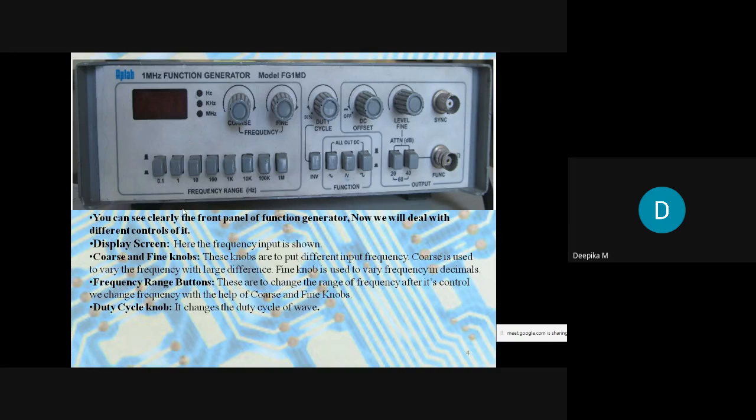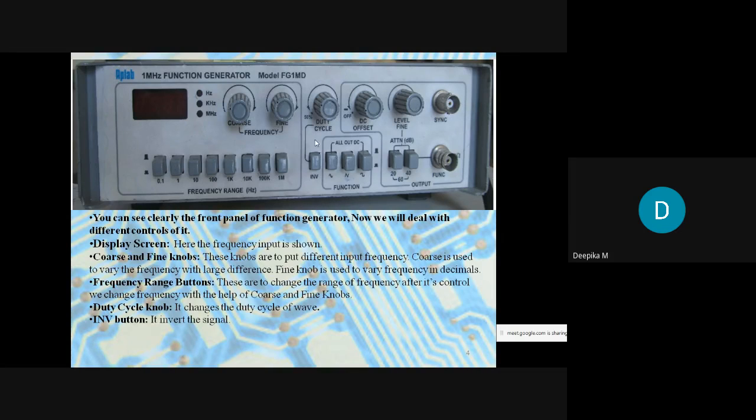So the duty cycle knob is nothing but something like you are going to vary the on and off time of the waveform, or you can actually vary the rising time and the falling time of the waveform. So that is nothing but the duty cycle. So that can be varied by using the duty cycle knob.